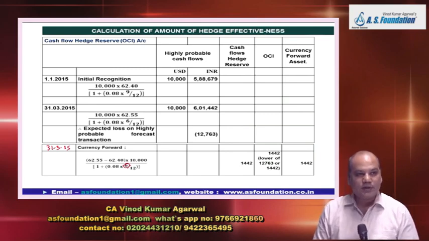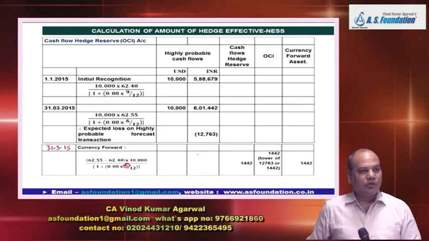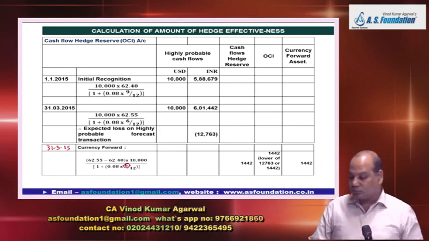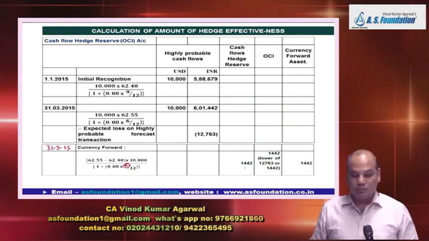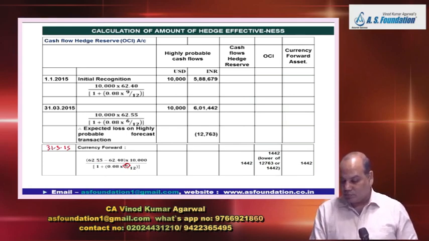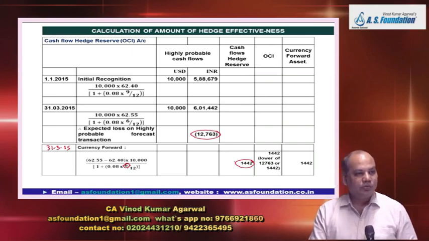6 months. So I will take 6 months, because all calculations we are doing in present value terms. So is it 1442? Take calculator. 62.55 minus 62.40 into 10,000 divided by 1 plus, this will become 0.04. So you'll get 1442. This is gain. This is loss. Ignoring the negative sign, choose the lower of the two. Which is lower? 1442.